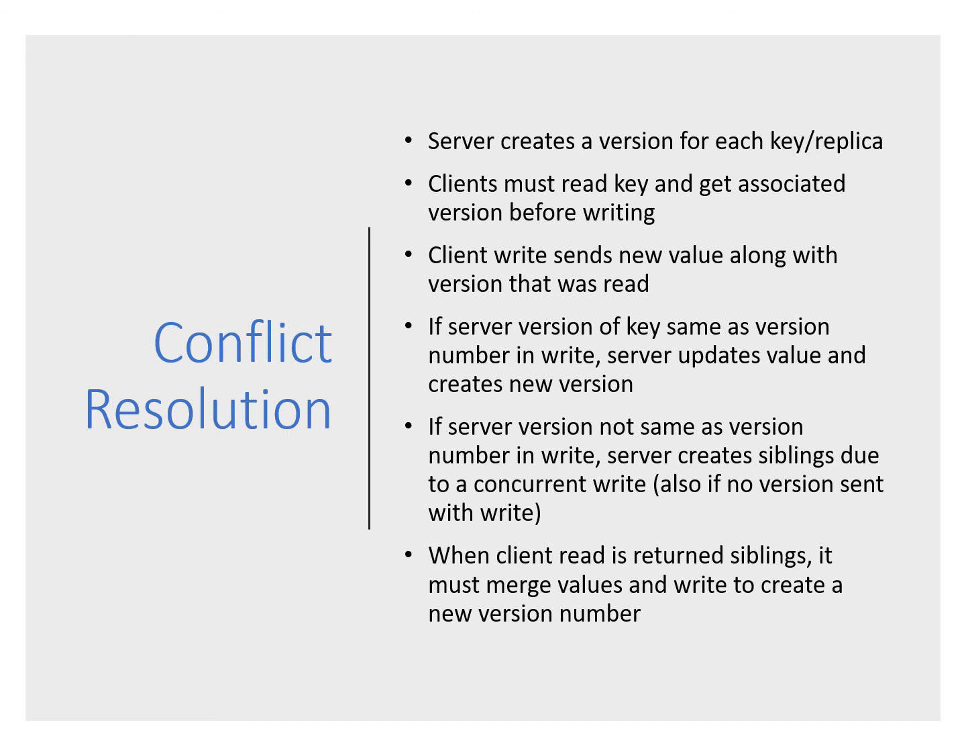So the basic idea is that for conflict resolution, the server creates a version for each key replica. Clients read the key and get the associated version before writing. When they write back, they also present the version that they read. If the version of the database object is exactly the same as the one associated with the write, the server updates the value and creates a new version. If the server version is not the same, the server creates siblings, and it asks the client to resolve the conflicting updates and writes, and once that conflict is solved, it creates a new version value.